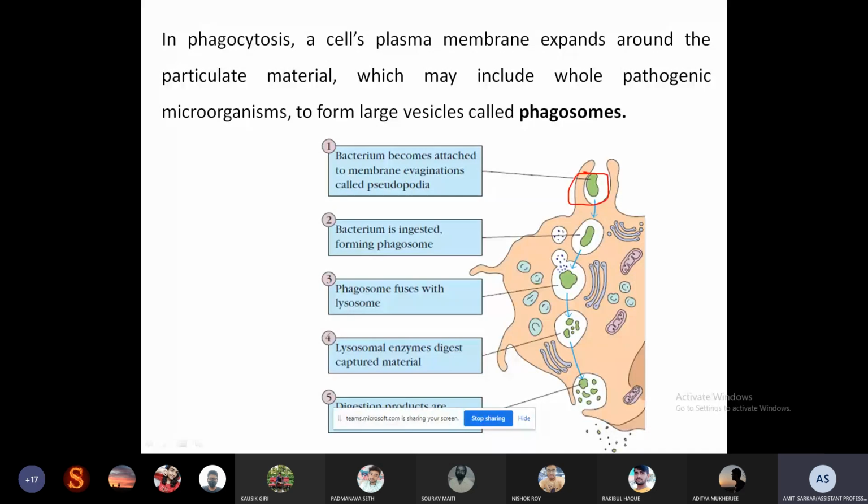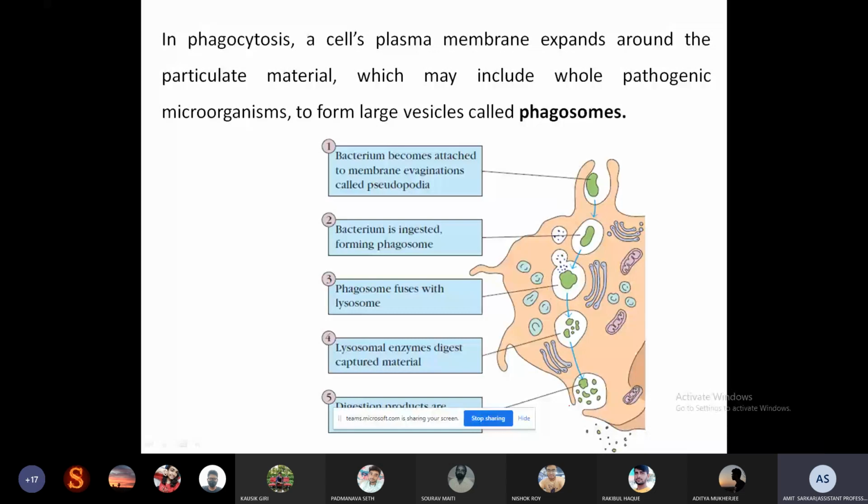Then the lysosome fuses with it, forming the phagolysosome, and it gets destroyed. Finally, it is pushed out of the cell through the process of exocytosis. So that is called the phagocytic barrier, or phagocytosis.